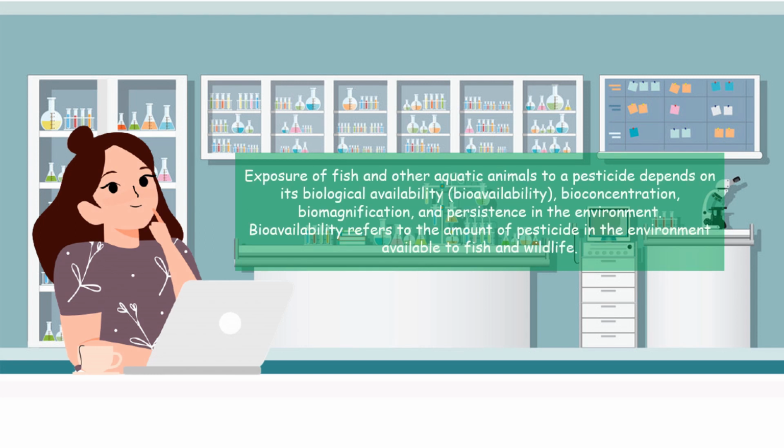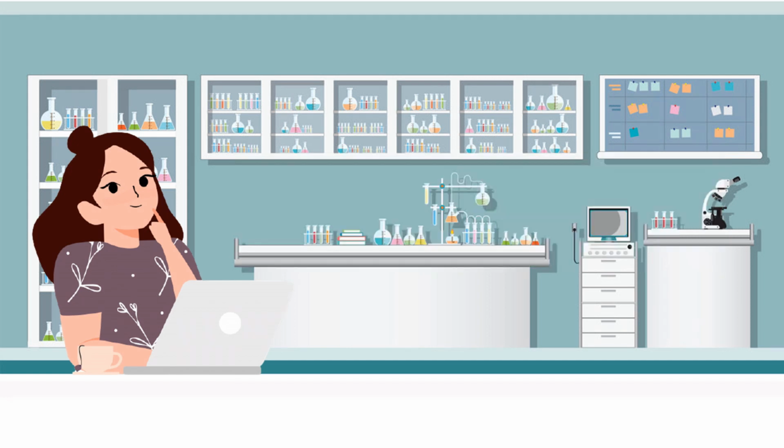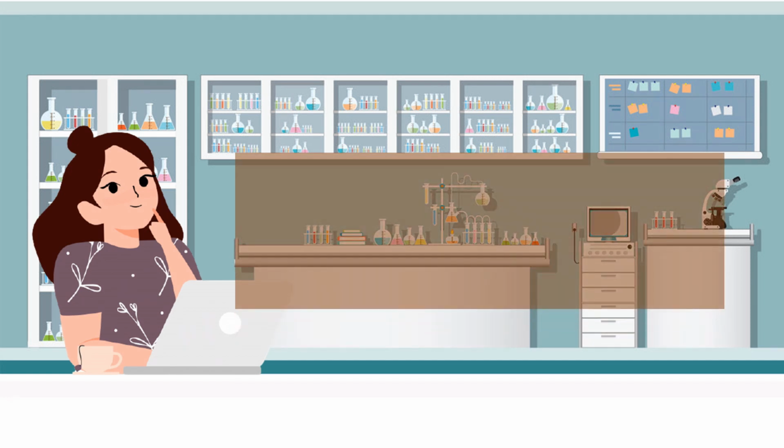Exposure of fish and other aquatic animals to chemical pesticides depends on its biological availability, bioavailability, bioconcentration, biomagnification, and persistence in the environment. Bioavailability refers to the amount of pesticides in the environment available to fish and wildlife.